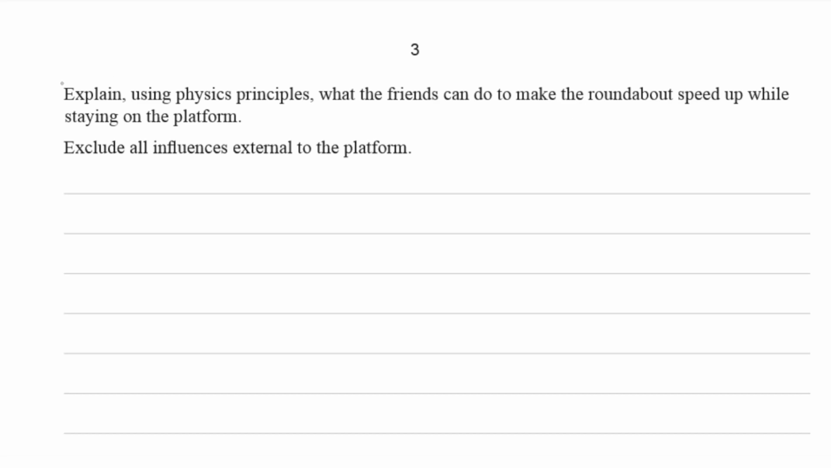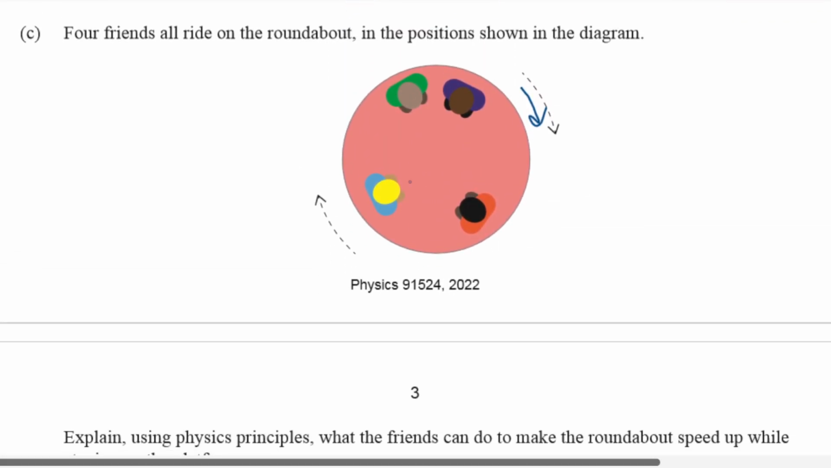Okay, exclude all influences external to the platform. So we can't say Riley gives them a bigger push, as that's an external influence. We can only move their positions around. I don't know if they could lose weight instantly. Maybe if they had a bag, they could throw it off. So they're wanting to make this go faster.